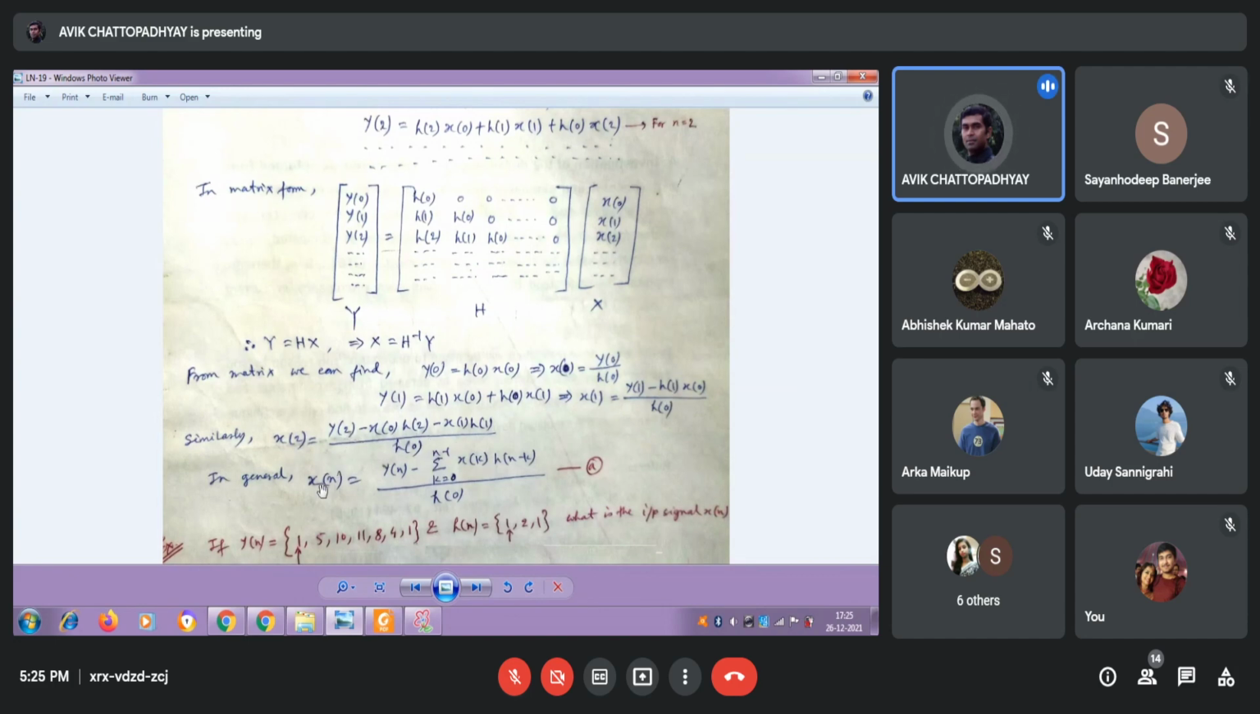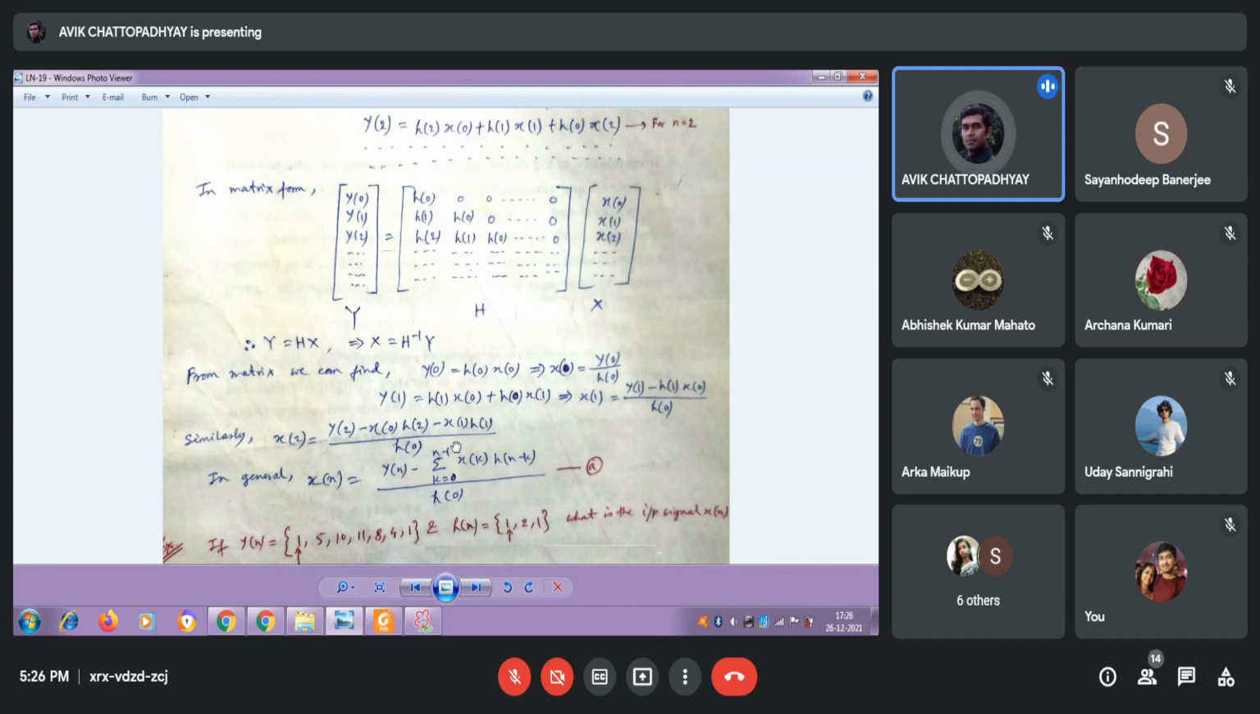So in general, xn equals, if you follow the individual terms, yn minus the summation from k equals 0 to n minus 1, one term less, of xk h of n minus k, divided by h0. h0 is always in the denominator. So this is the general formula for finding xn. Now you just see the formula. If the values of xk's and hk's are known, then if you plug in, you will find out xn.